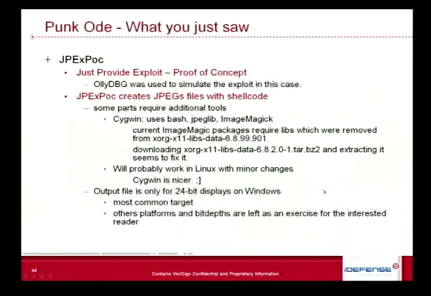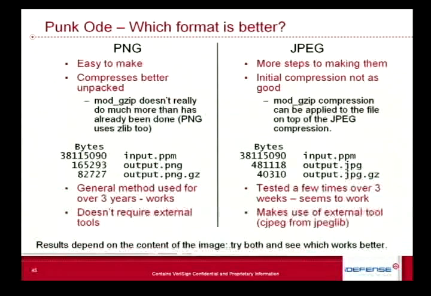So what you just saw was just a proof of concept. Yeah, I simulated the actual exploit itself using Ollie, and also so you could have a look and see a little bit about what the shellcode looked like. And some of it requires some extra tools. So these notes here, if you decide to download it, it was developed using Cygwin and in the Windows environment, and they managed to break X, or break ImageMagick at some point. But there's a workaround for that, which was posted somewhere. And the output's only for 24-bit displays on Windows, because that's the most common target, really. And other platforms and bit depths, yeah, exercise for the reader. So I tackled PNG.